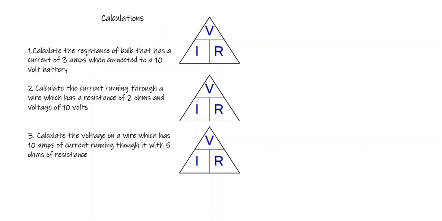So the first question is calculate the resistance. So we're calculating the resistance of a bulb that has a current of 3 amps when connected to a 10-volt battery. So what we're doing is we're measuring resistance. So what you do is you cover up resistance. Okay, so what we can see then is that resistance is equal to voltage over current. So basically you cover up, for example, resistance, and then this line here represents division. So it means you're dividing the top by the bottom. So therefore resistance is equal to voltage divided by current.